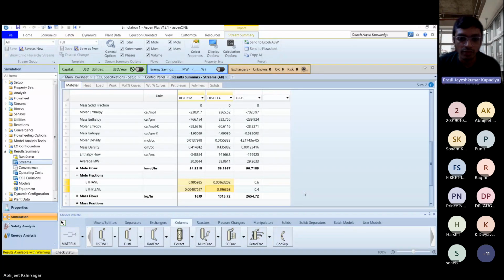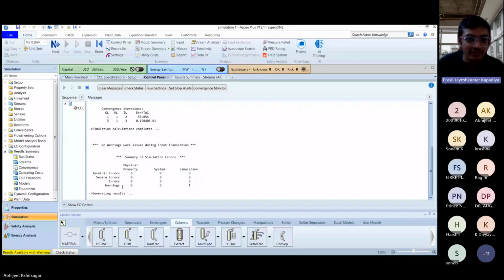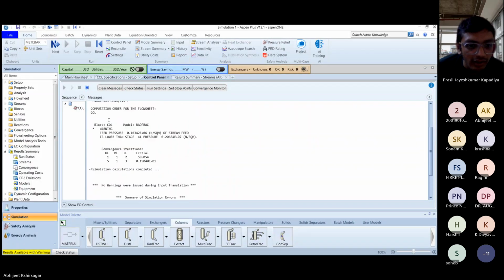So now go for the warning. What is the warning? It's in the control panel. The warning is: feed pressure 0.10342 times 10 raised to 6 of feed stream. The pressure of the feed stream is lower than the stage pressure.